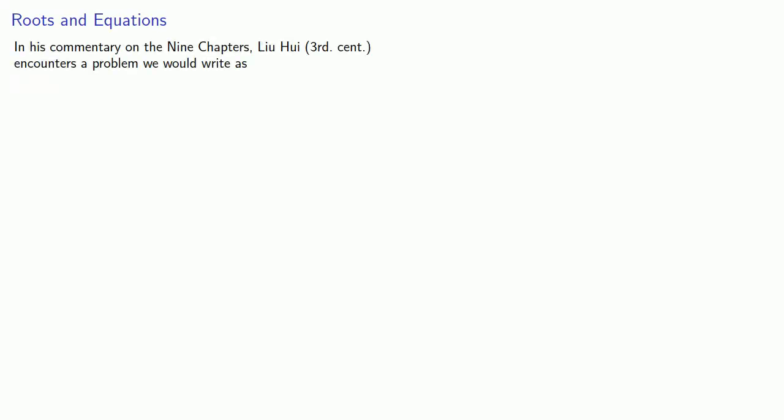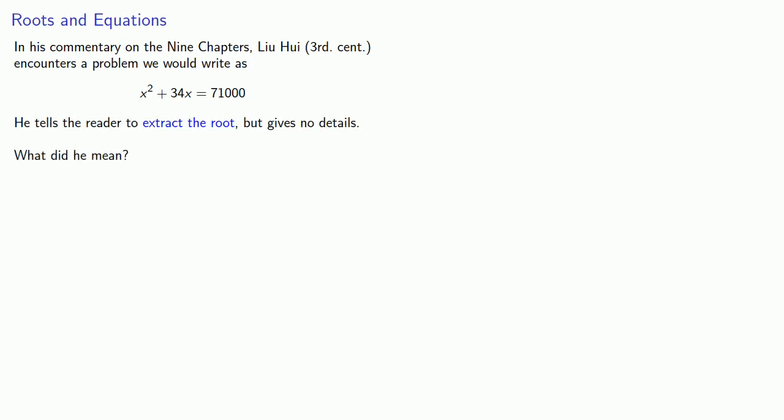In his commentary on the Nine Chapters, Liu Hui, 3rd century AD, encounters a problem we would write as x squared plus 34x equals 71,000. He tells the reader to extract the root, but gives no details. What did he mean?